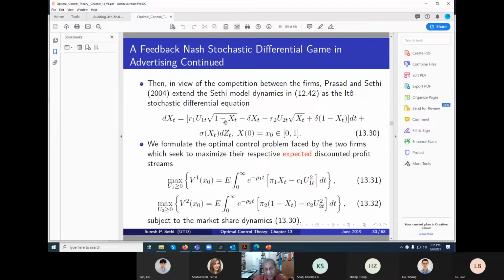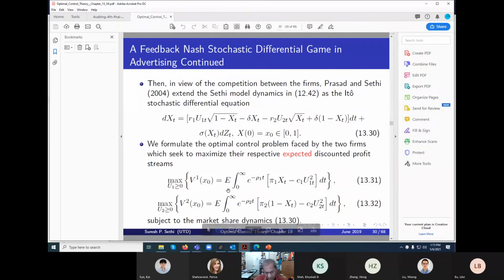This advertising is telling the firm 2 guys, hey, buy my product. On the other hand, firm 2 is telling my customers, hey, buy my product. And so he's taking something away from mine. And then there's a churn. Churn means something is coming from the other one, but of course the other one has the same situation. Okay. And there is a Brownian motion which makes the thing stochastic.